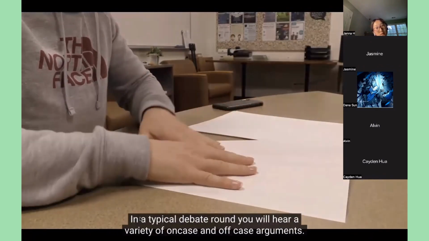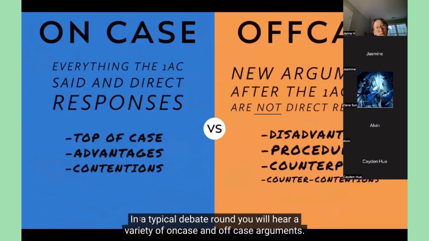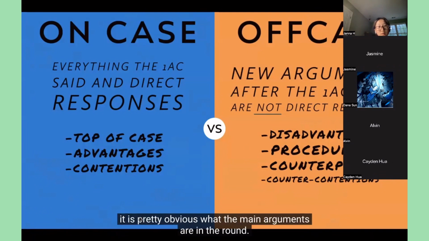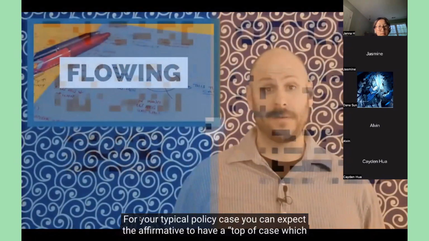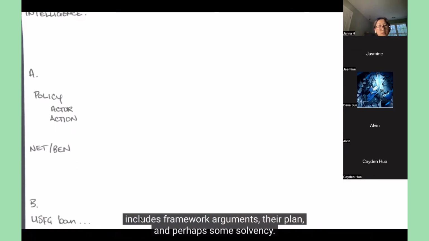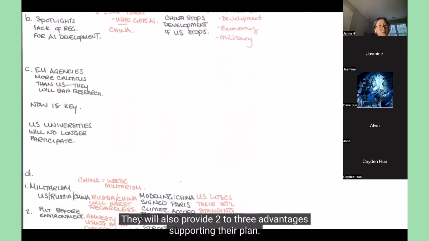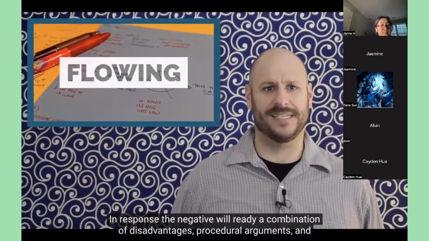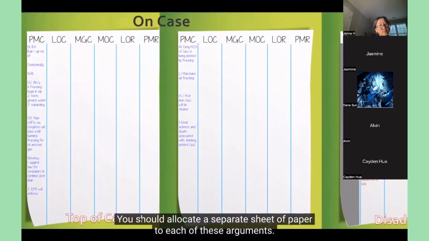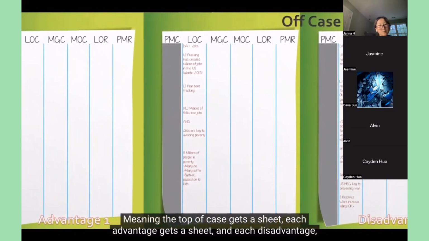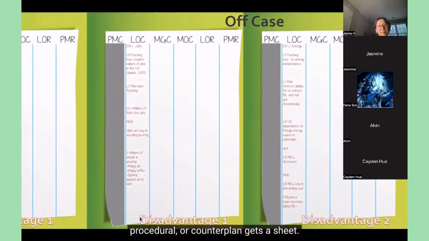In a typical debate round, you will hear a variety of on-case and off-case arguments. Depending on the type of debate resolution and format, it can vary some. But generally, it is pretty obvious what the main arguments are of the round. For your typical policy case, you can expect that the affirmative will have a top of case, which includes framework arguments, their plan, and perhaps some solvency. They will also provide 2 to 3 advantages supporting their plan. In response, the negative will read a combination of disadvantages, procedural arguments, and occasionally a counterplan. You should allocate a separate sheet of paper to each of these arguments, meaning the top of case gets a sheet, each advantage gets a sheet, and each disadvantage, procedural, or counterplan gets a sheet.